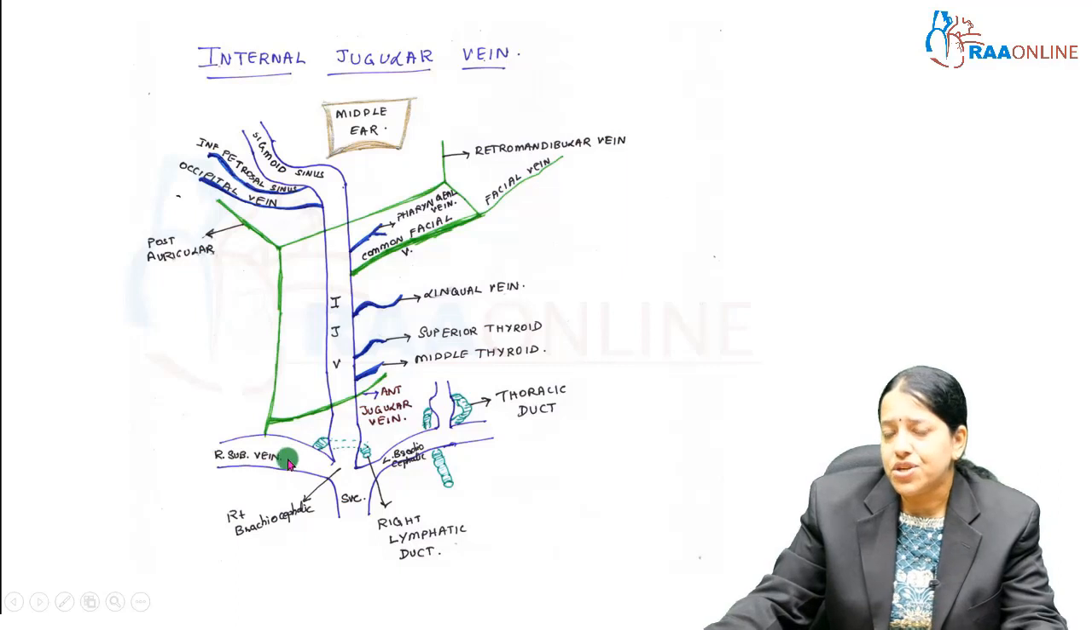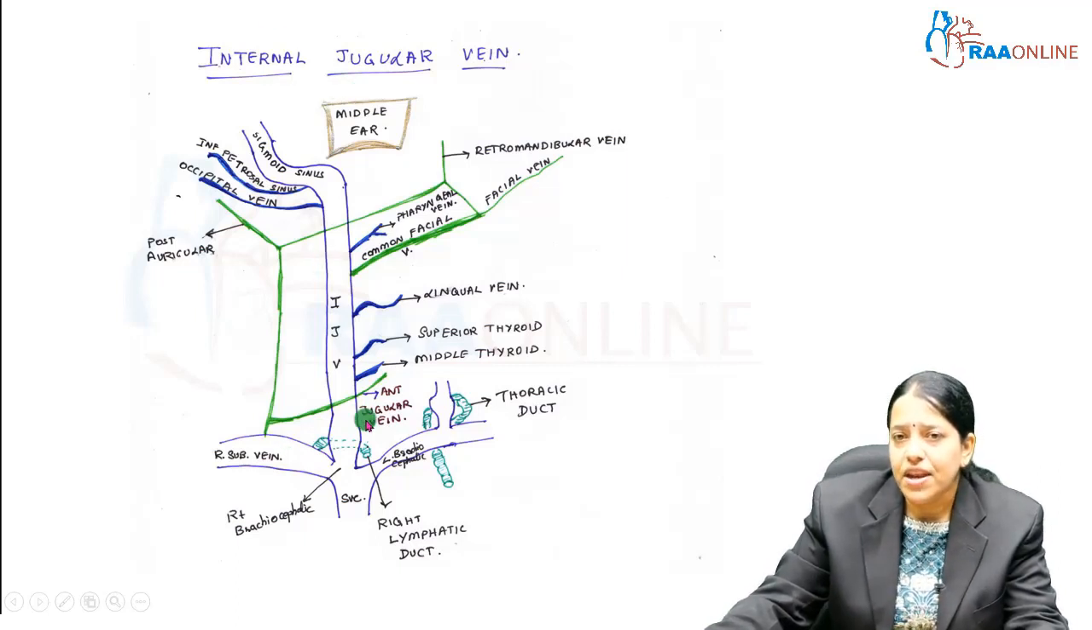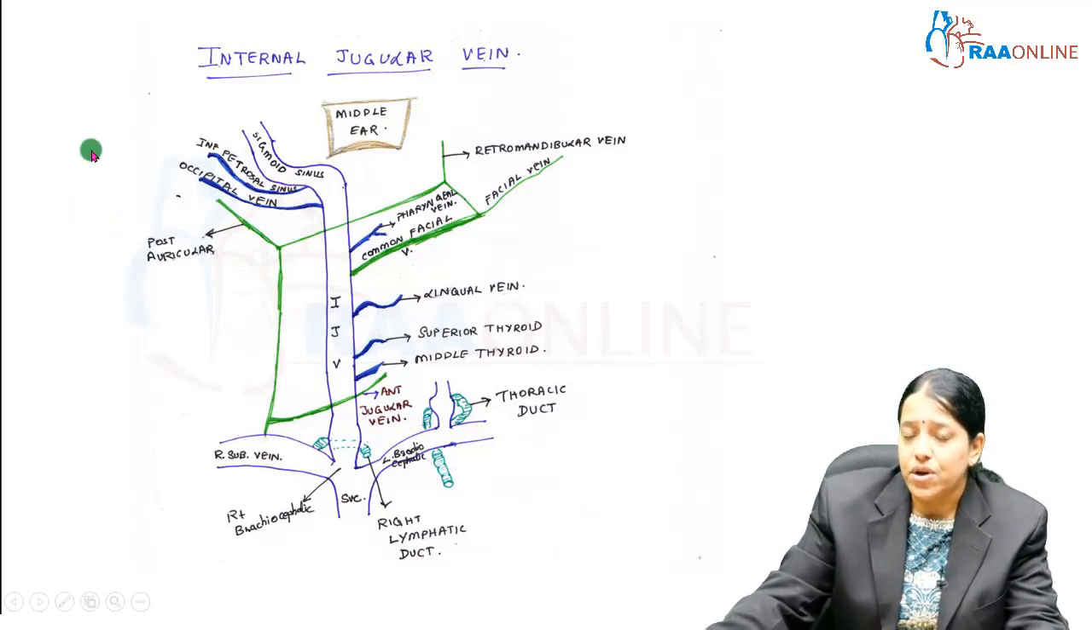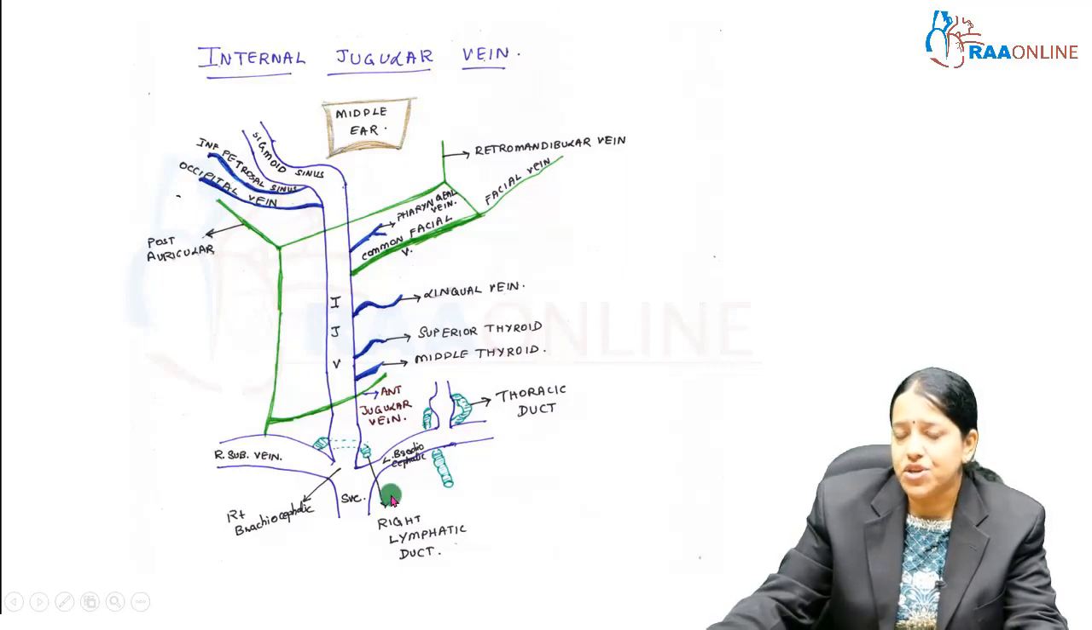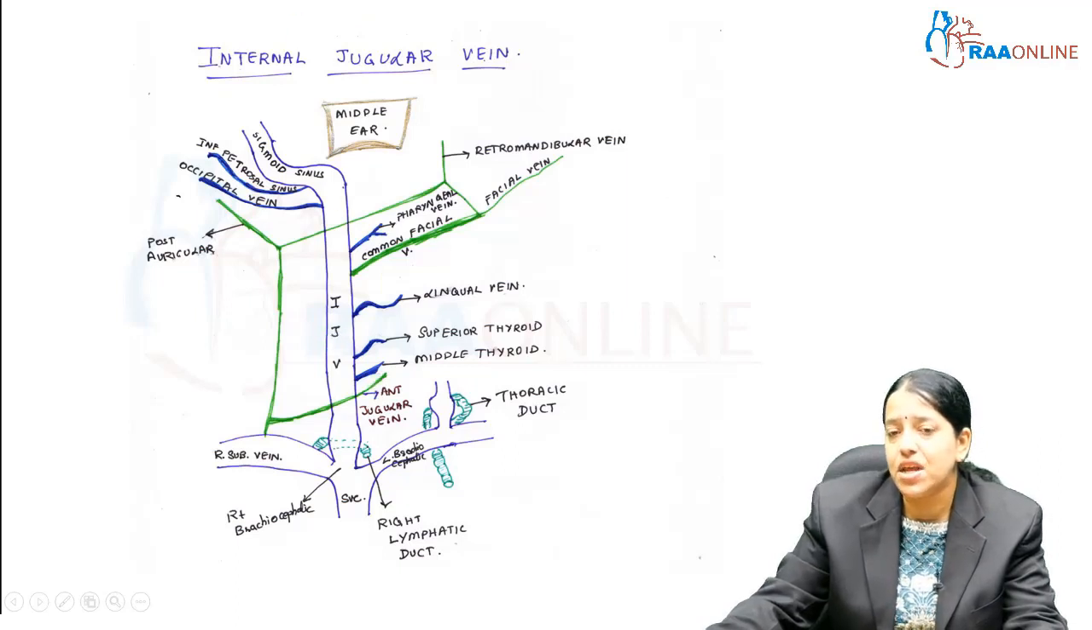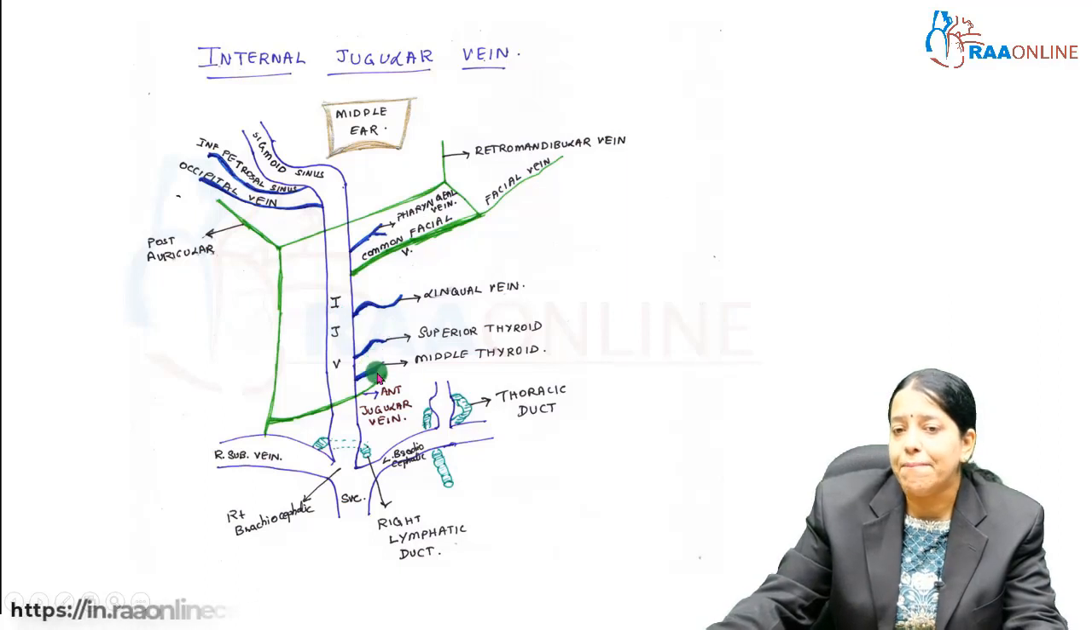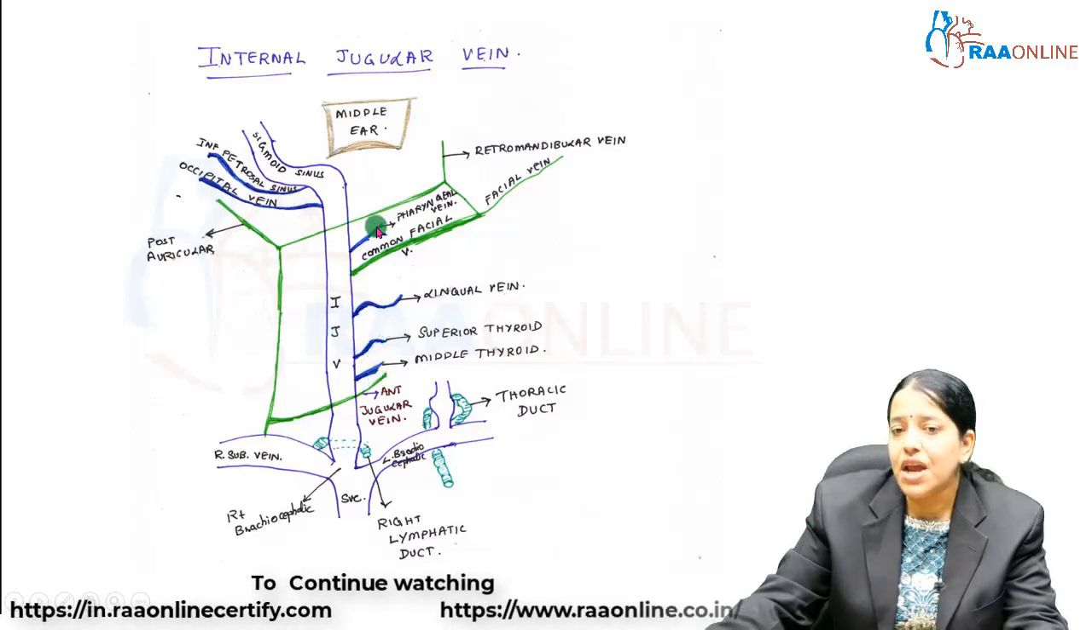There are other tributaries also of the internal jugular vein, as it is going to drain the superficial tissues of the head and neck area. You are seeing the occipital vein which comes posteriorly, and then the anterior tributaries. The tributaries coming anteriorly are the pharyngeal vein, the common facial vein which is also a very important tributary, then the lingual vein, and the superior thyroid and middle thyroid veins. So the superior and middle thyroid veins are also important tributaries of the internal jugular vein.